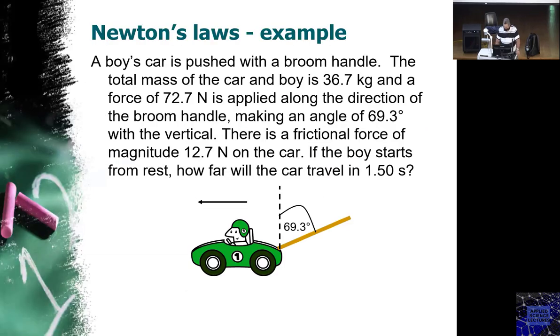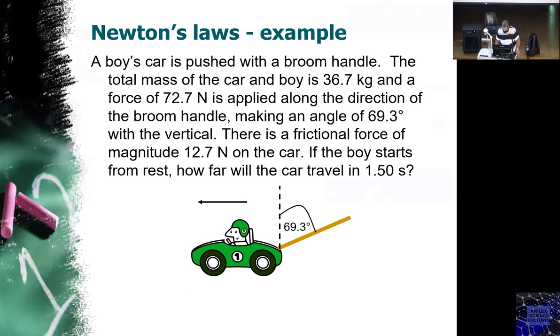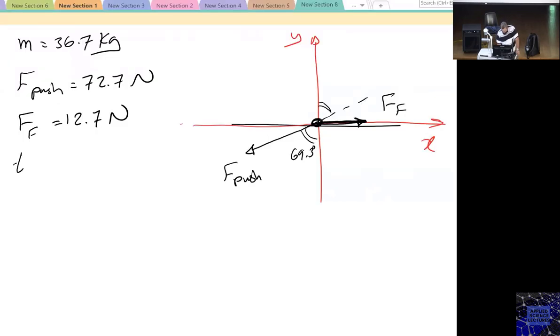And there is a friction force of magnitude 12.7 newtons, which is in this direction. If the boy starts from rest, how far will the car travel in 1.5 seconds? So we have time 1.5 seconds, and we have Vx not being zero. What else? So this is what we have.